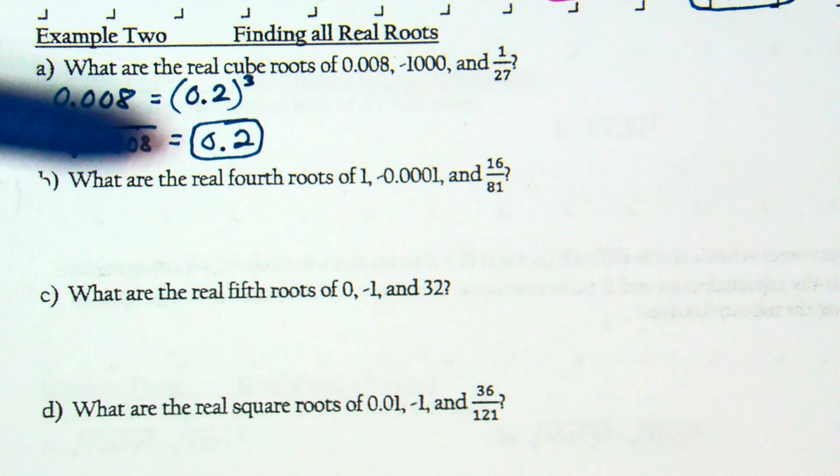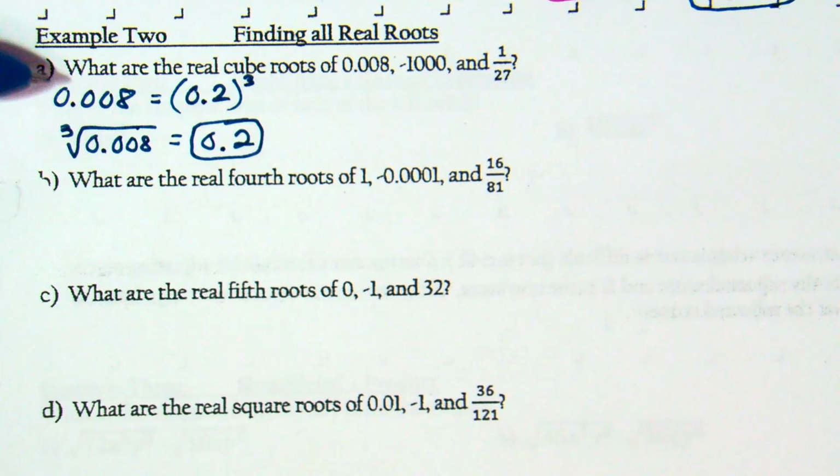Had this been, say, 0.000008, 6 decimal places, well, if I divide that by 3 because it's a cube root, that means my answer is going to have 2 decimal places. That's kind of how my brain works. I mean, there's other shortcuts to think about too.